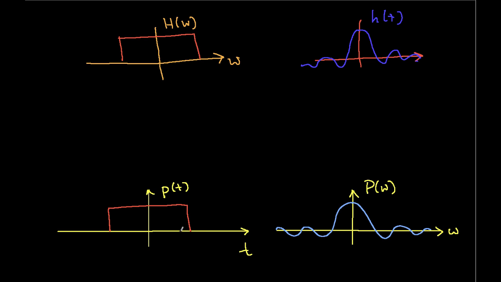So having figured out this guy, that is the Fourier transform of p of t, and discovered that it's a sinc function, it's fairly easy to discover that the Fourier transform of a sinc function is a rectangular function. So that's the second example.